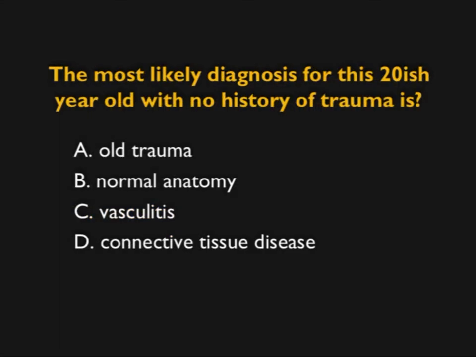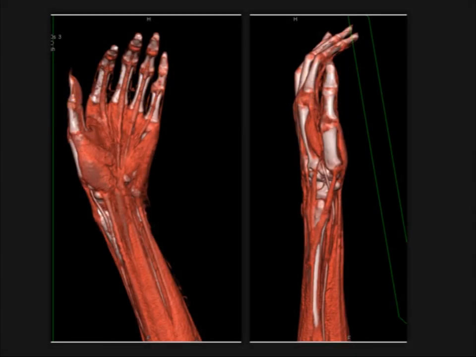This is a tough case, but I thought I would show it anyway. It's a patient, no history of trauma, and lots of pain in the wrist. And when you look at it, you can really see the flexion deformities. You can see that there's thickening along the tendons, very, very prominent. This is a patient with a connective tissue disease.